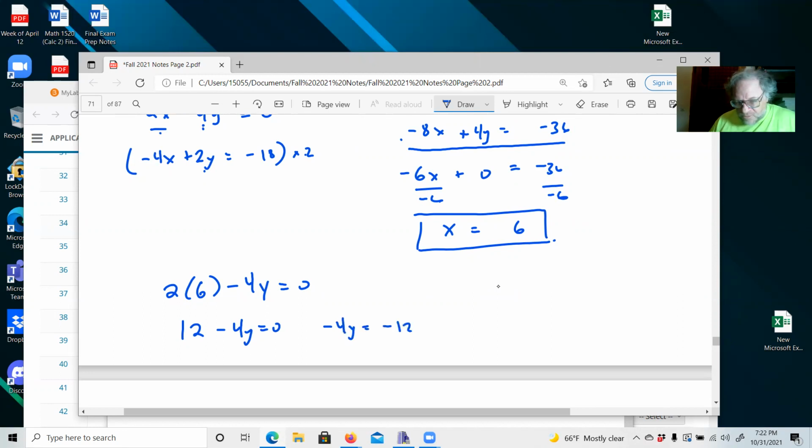4y equals -12. Divide both sides by -4. We have y is equal to 3. Okay, so the point we have here, our a and b, is (6, 3).